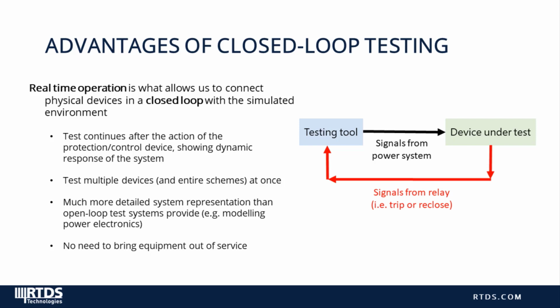And this type of testing, also called hardware in the loop or HIL testing, is only possible if we are updating the inputs and outputs of our simulation continuously in real time. It's not possible with an offline modeling tool or with open loop testing tools like a relay test set. And it also allows for multiple devices to be tested at once, more systems level testing, which is increasingly necessary for predicting vulnerabilities in equipment in the modern system.